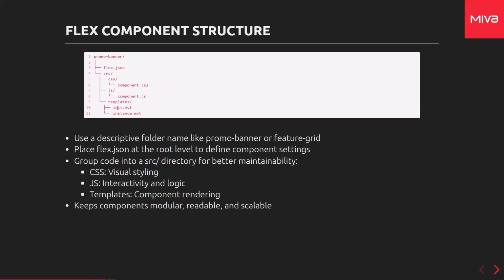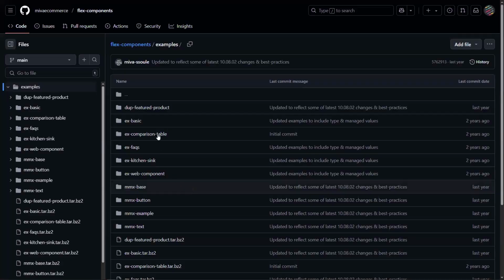You'll be using init.mbt for your initialization template and instance.mbt for your instance template. These names can't be changed, but you can have whatever name you want for your CSS and for your JavaScript. This just keeps everything modular and easy to navigate, right? Especially as your library of components grow. You can see how this works within our GitHub repo, where we've got a bunch of examples and everything like that.